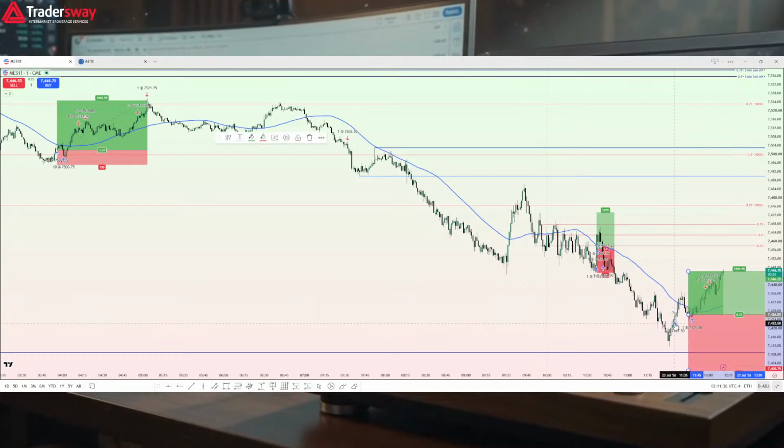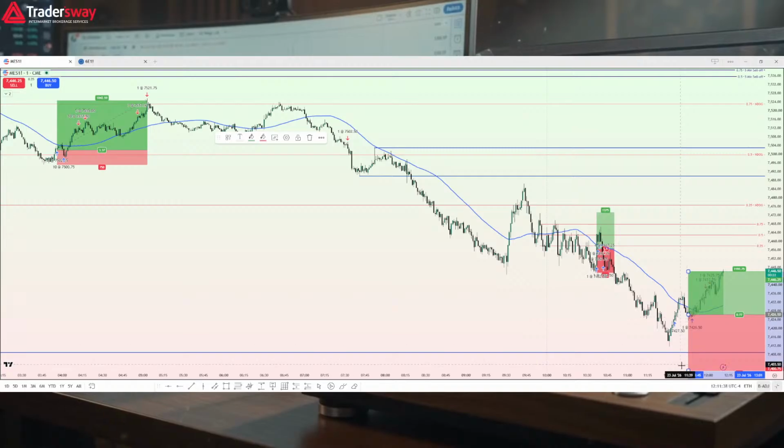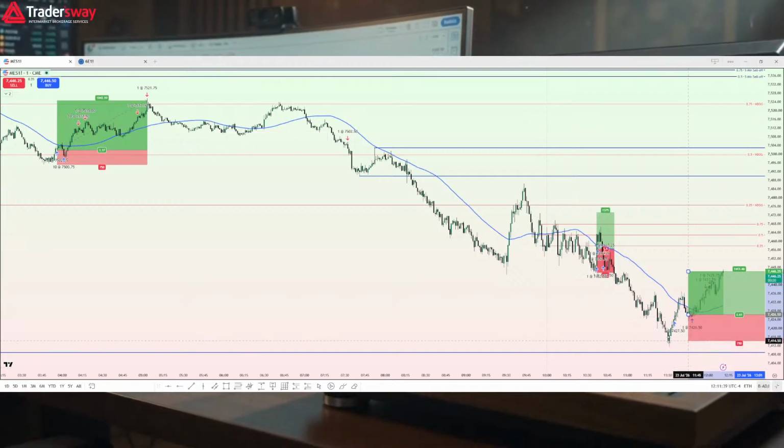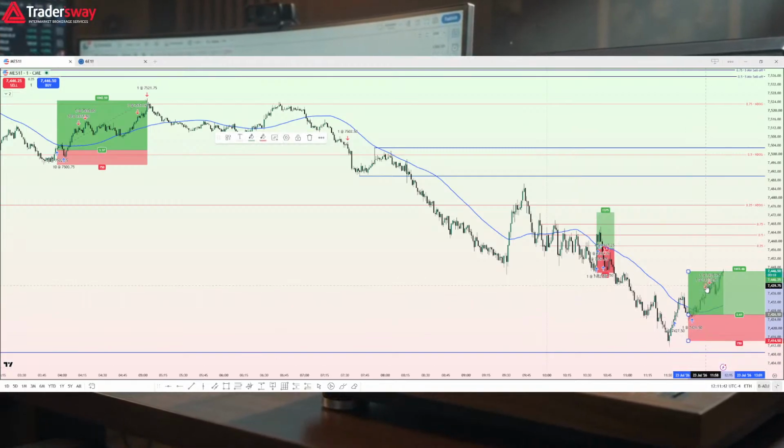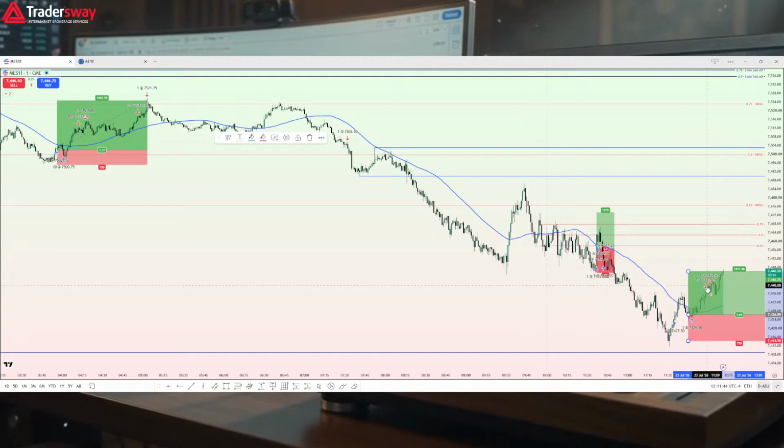That should be the average. One in here, one here. That's the average price. Where did it close?